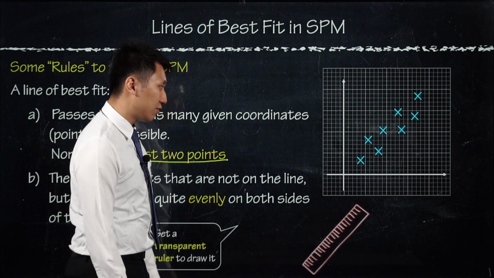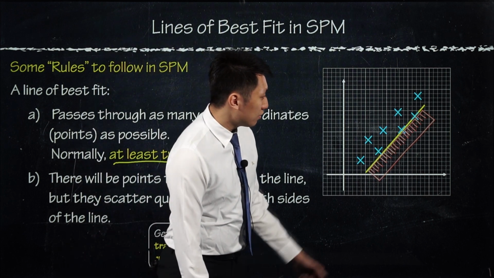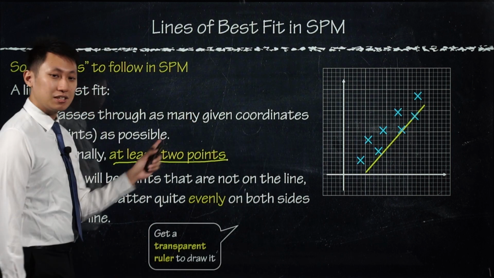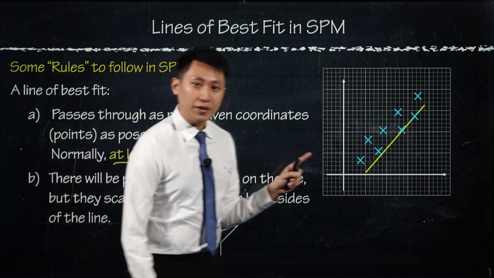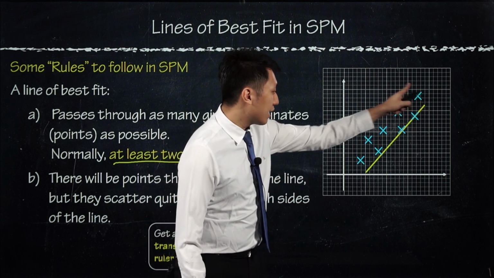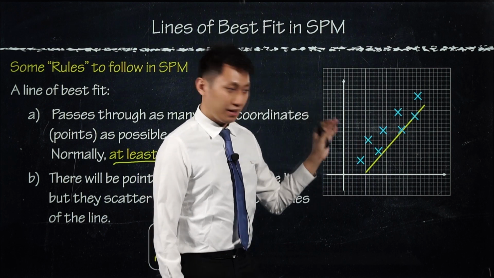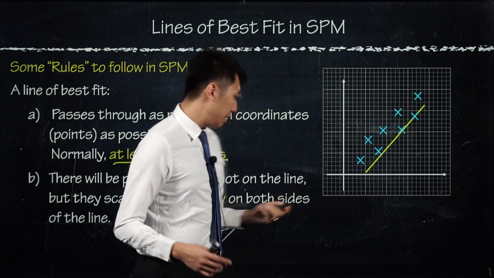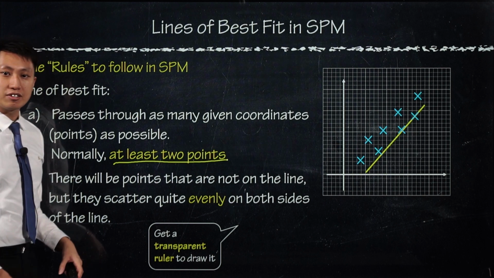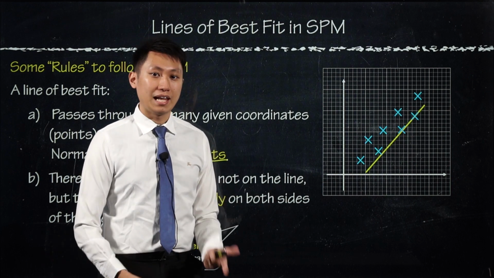Let's try another time. If you draw something like this, it passes through 2 points, right? Then the first one is okay. But are the points on the two sides evenly distributed? No. On this side, how many points are there? 1, 2, 3, 4, 5, 6. There are 6 points on this side, and the other side, no points. So it fails this criterion, which says it should be evenly distributed on two sides. That's why this is not your choice of line of best fit.